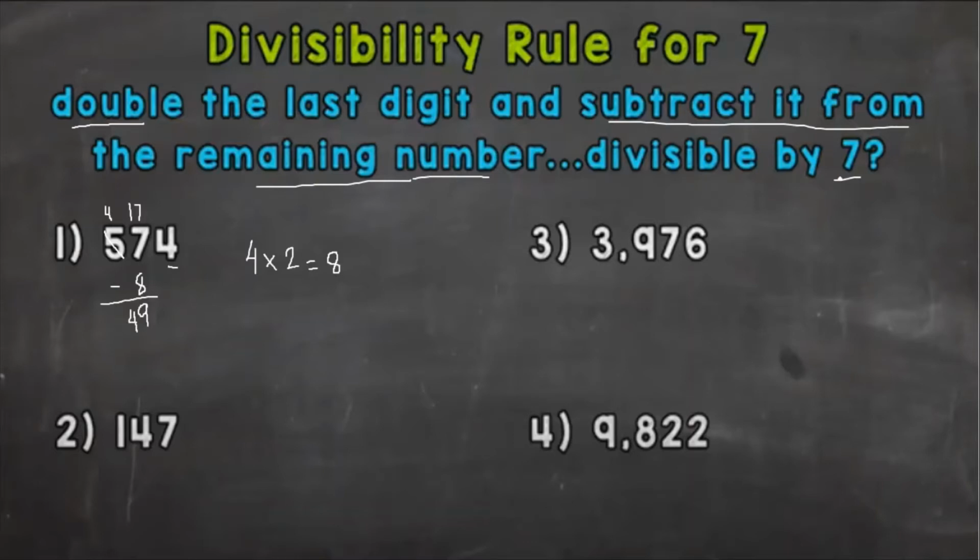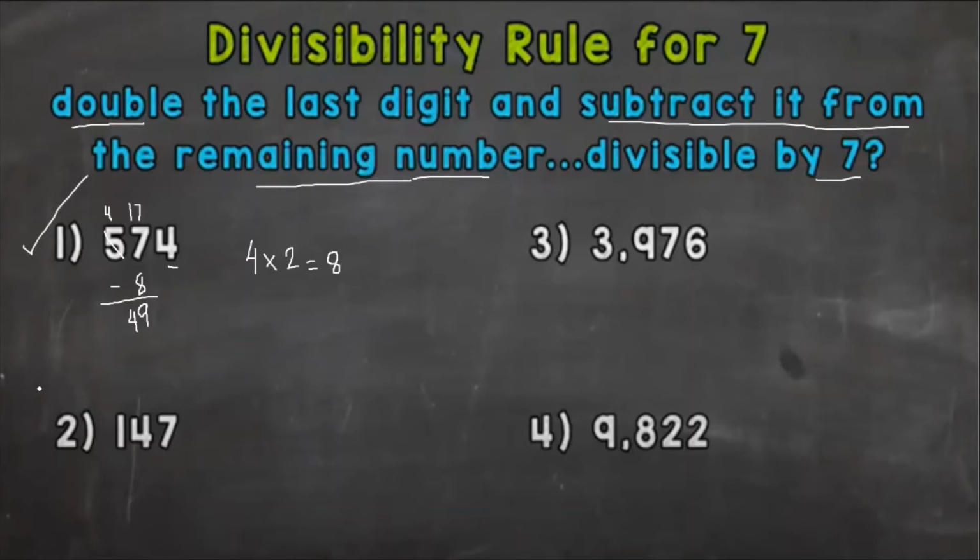Is 49 divisible by 7? The answer is yes. 49 is divisible by 7 because 7 times 7 is 49. So since 49 can be divided by 7, therefore the whole number, which is 574, is divisible by 7.